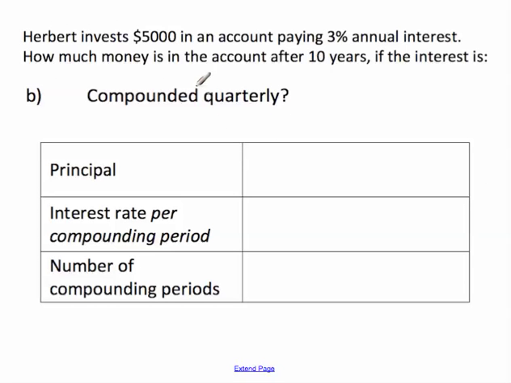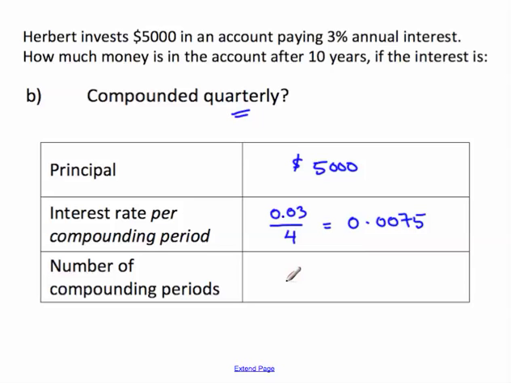Let's make it a little bit more complicated. He invests the same amount, $5,000, in an account, again paying 3% annual interest. Again, he's leaving it in there for 10 years, but now it's compounded quarterly. That means every 3 months, the bank is going to assess how much money is in there and pay interest on it. So the principal is the same. It's again $5,000. But now the interest rate per compounding period is different. If he's being paid 3% annual interest and there are 4 compounding periods in every year because it's being paid quarterly, then the interest rate per compounding period is 0.0075.